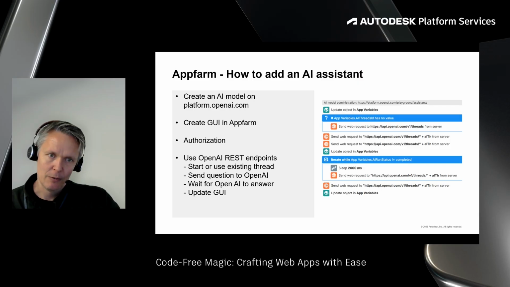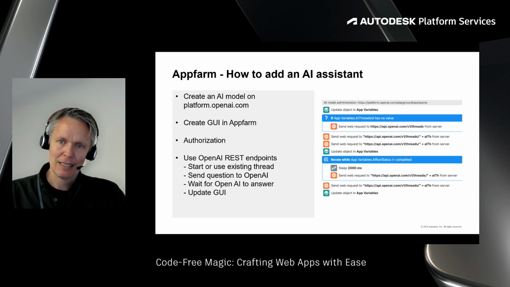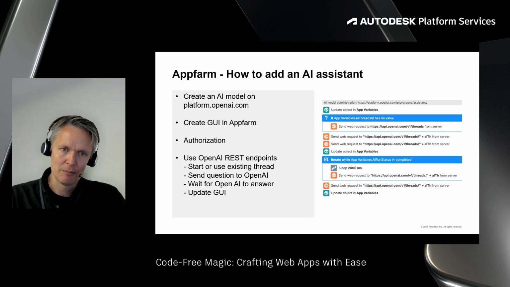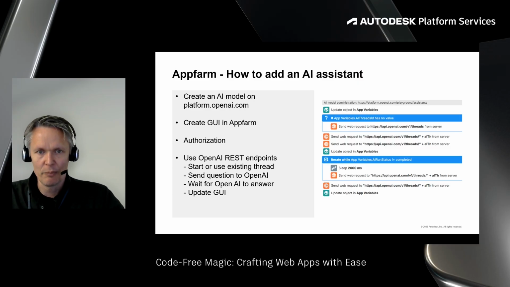So first, we start or use an existing thread. These steps involve initiating a conversation with the AI model or continuing an existing one. This helps maintain context and continuity in the conversation. Then we send a question to OpenAI.